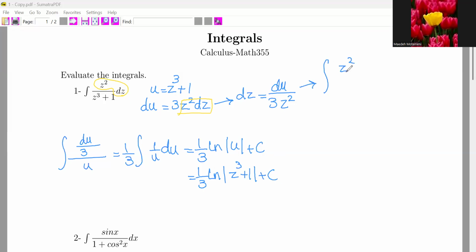You would keep z squared here. Instead of z cubed plus 1, you write u, and instead of dz, you would write du over 3z squared. So these two amounts will be cancelled, and again you would have 1 over 3, 1 over u du, and you can bring this one out same as here.